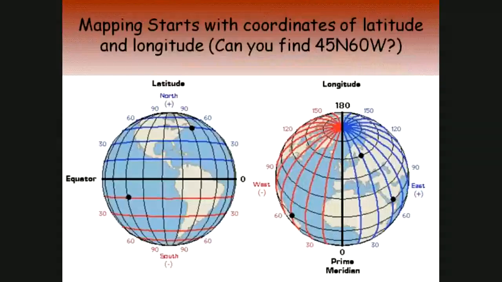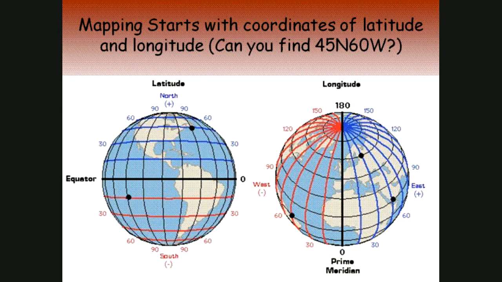We talked about mapping, didn't we? Do you remember mapping coordinates to find locations of places on the face of the Earth? Do you remember how that worked? You use latitudes in degrees and which direction, north or south of the equator, and longitude in degrees, maybe even in minutes and seconds if you want to get very precise, east or west of the prime meridian.